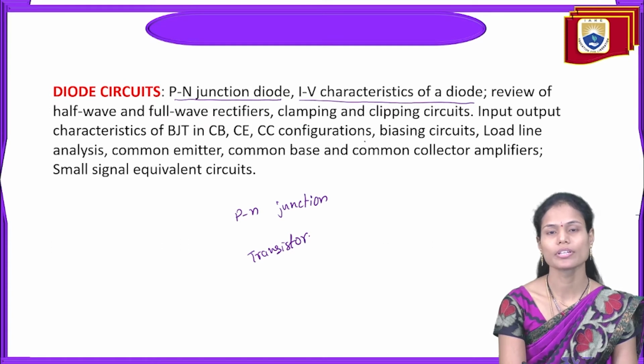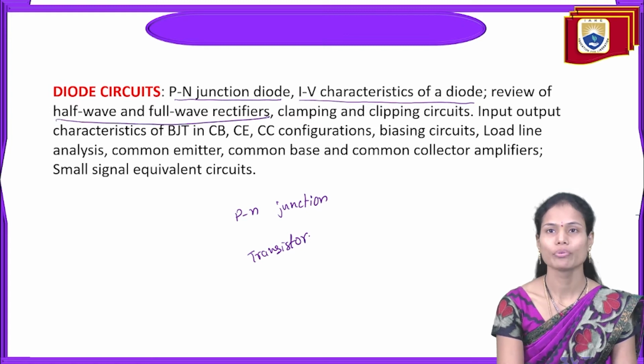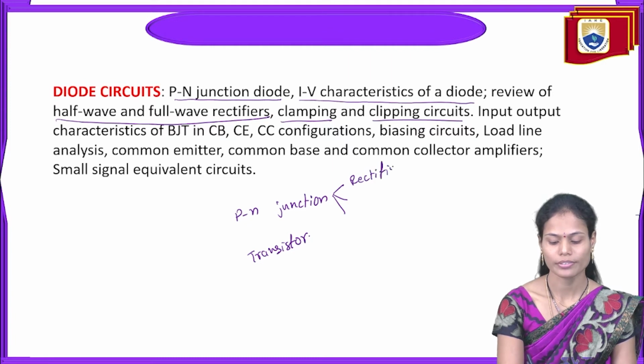In the applications of the diode, we have rectifiers, clippers as well as clampers. In the case of rectifiers, we have half wave rectifiers as well as full wave rectifiers, and clamping circuits and clipping circuits. So these are all the applications of the PN junction diode: rectifiers, clippers as well as clampers.